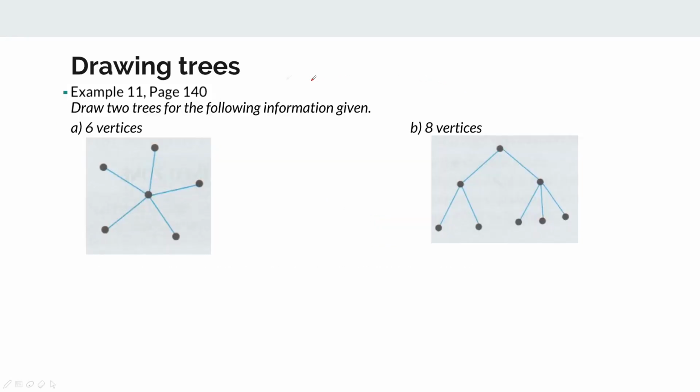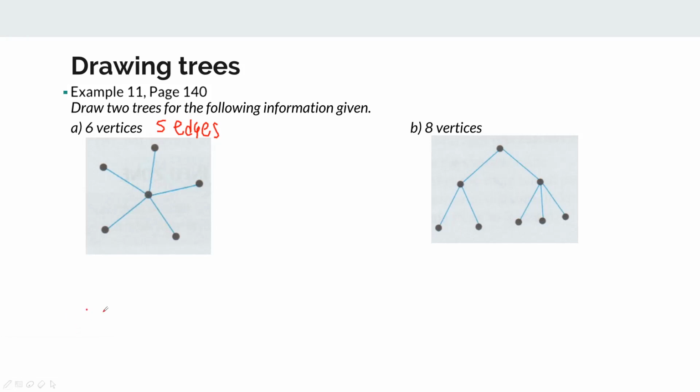Okay, so now we'll be going to drawing trees. We have to draw 2 trees for the following information given. A, 6 vertices. Since they ask us to draw a tree with 6 vertices, in our mind we would automatically know that the number of edges would be 5. So 5 edges, just write that down so that we don't forget. Here is the textbook answer for it. It has 1, 2, 3, 4, 5 edges and 1, 2, 3, 4, 5, 6 vertices. Well, this is correct.